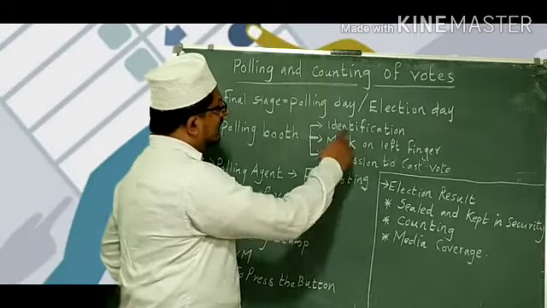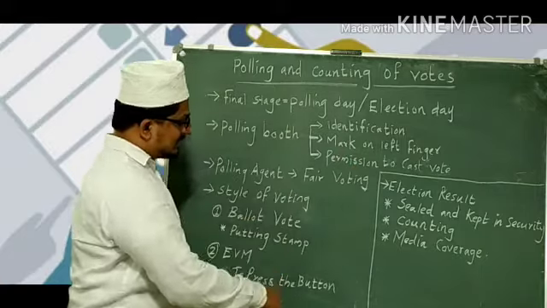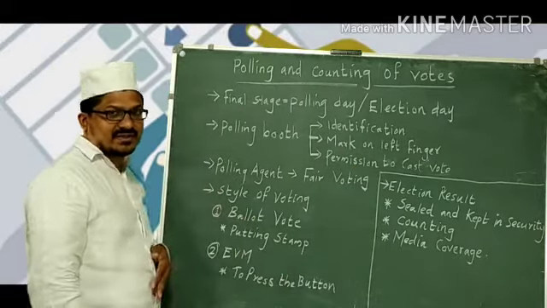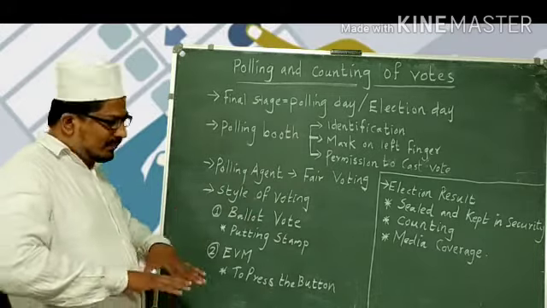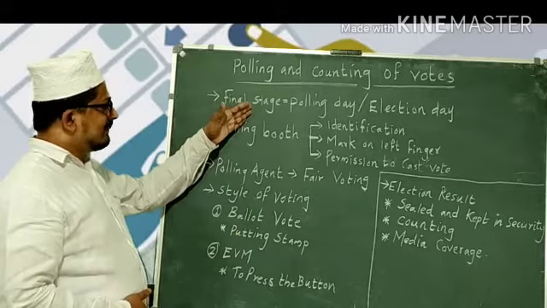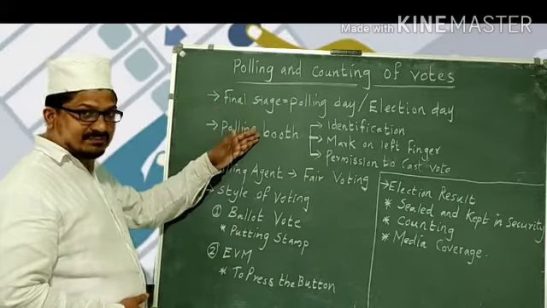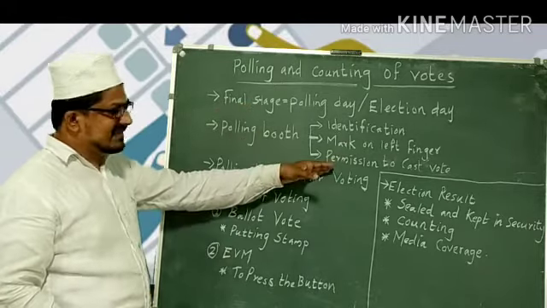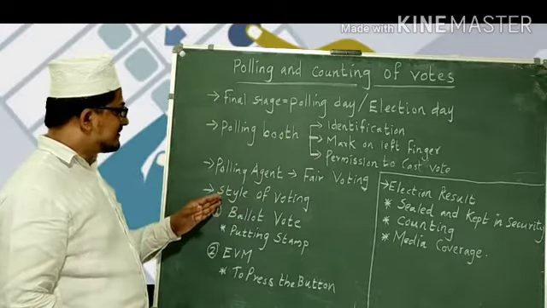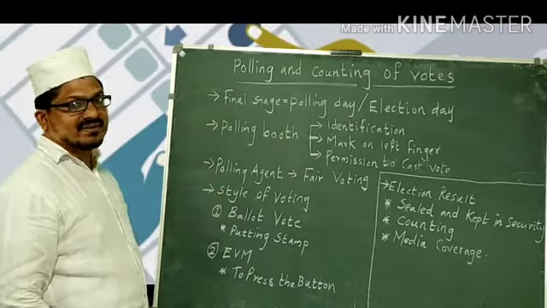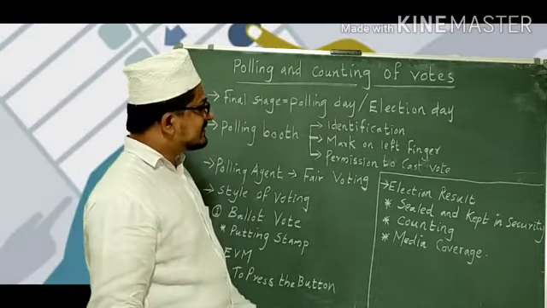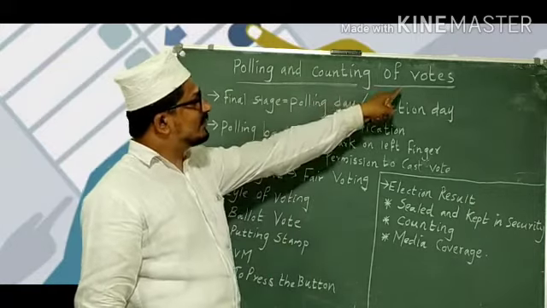And this election process is called polling. Okay, polling. So polling is all. We have studied about polling day, polling booths, and the processes in polling booths, and polling agent, style of voting. So polling is all. Next one is counting of votes.